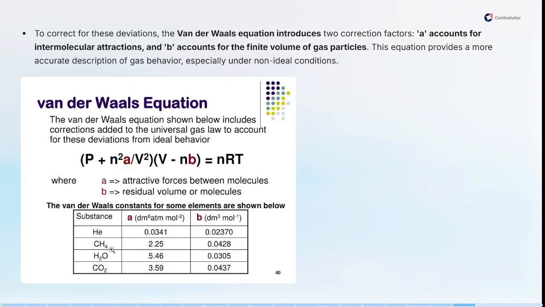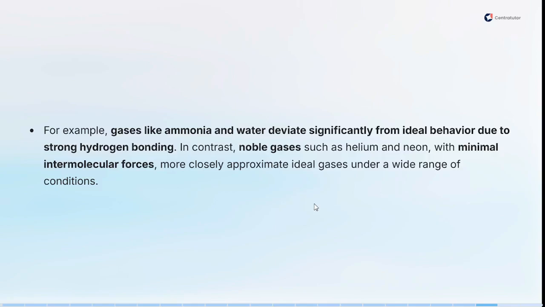So by this parameter introduction, we are able to account for the volume that comes into play at high pressure, and also for the attraction that comes into play at low temperature. So with those parameters, we try to account for the deviation from ideality of gases.